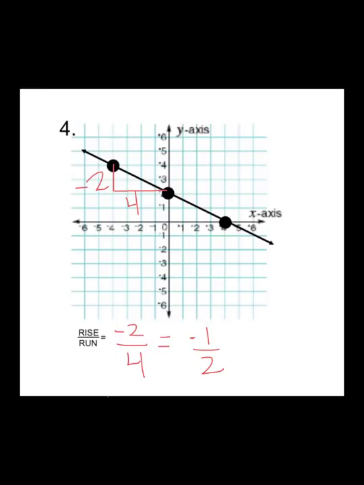So my equation is going to be y equals negative 1/2 x. And now we need to see where it crosses on the y-axis, and it crosses here. So that's positive 2. So y equals negative 1/2 x plus 2.